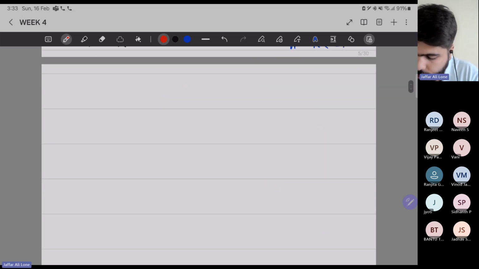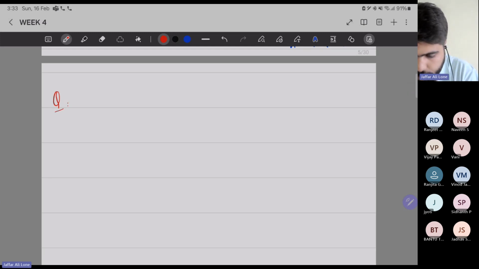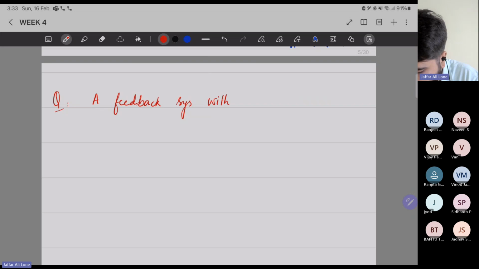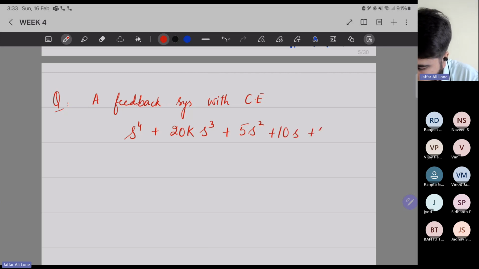Okay, I'll give you this question. The question is: a feedback system with characteristic equation s4 plus 20K s cube plus 5s square plus 10s plus 15 is equal to 0 is option A, stable for all values of K.